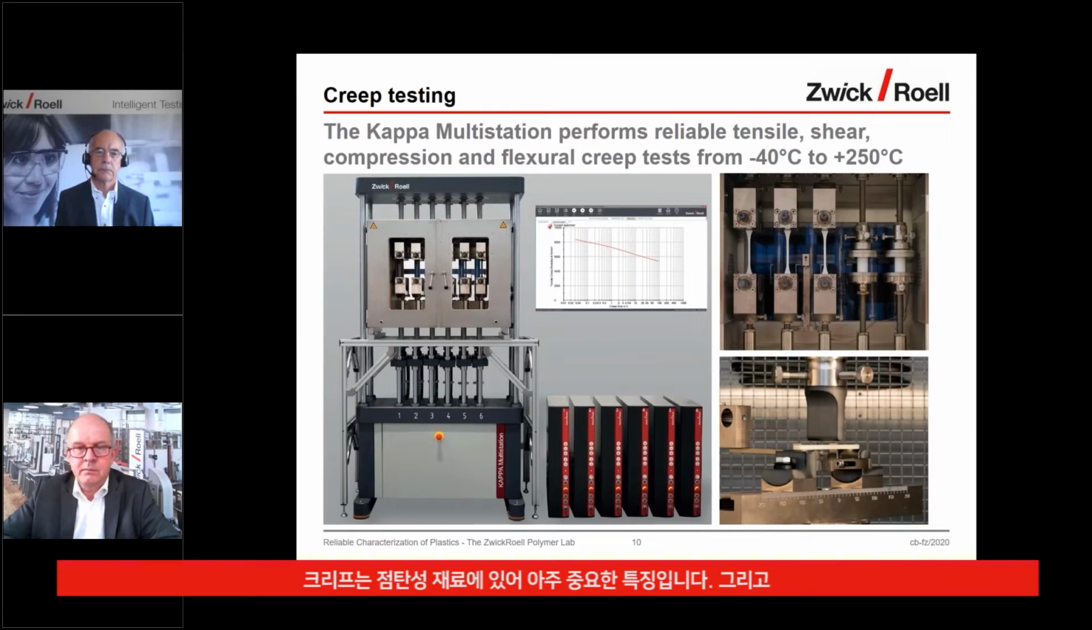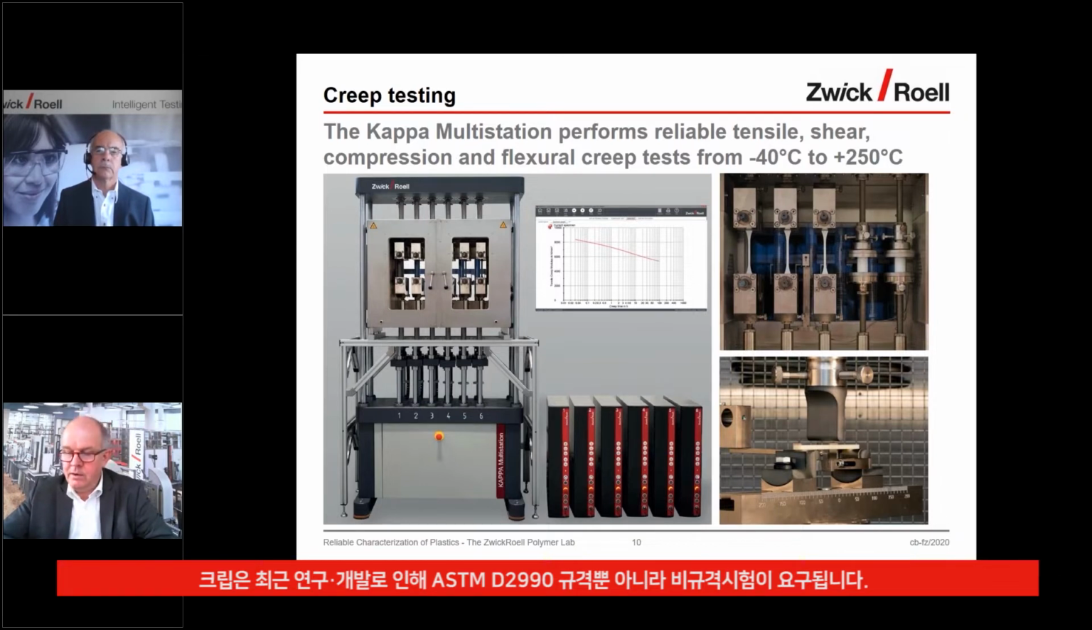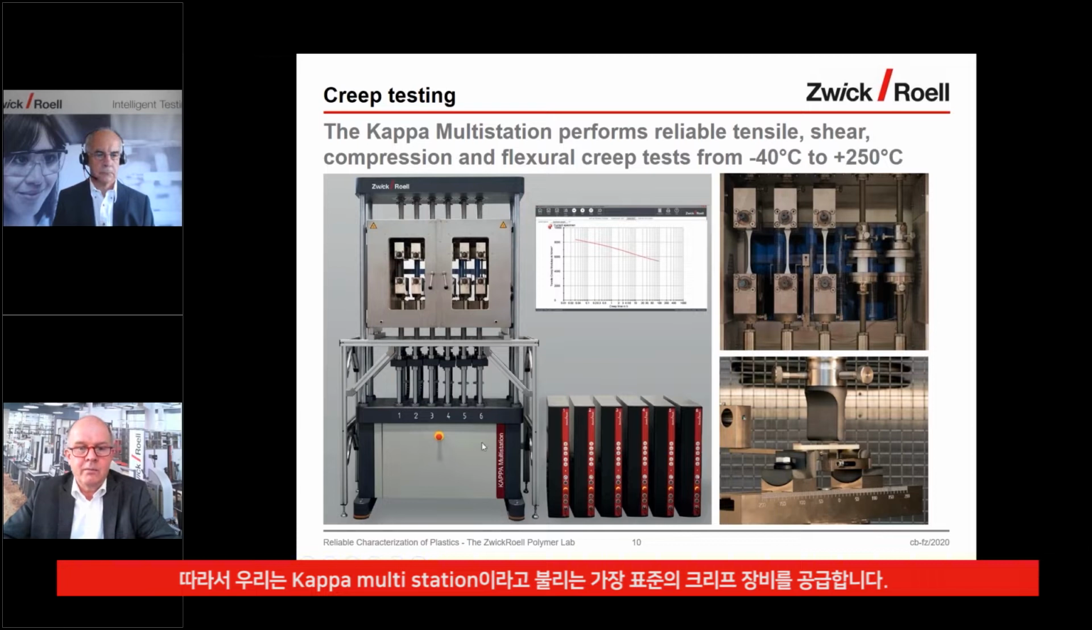This is a really important characteristic for a viscoelastic material, and the methods are ISO 899 part 1 and 2. This is ASTM D2990. But there are also many non-standard evaluations because this test is very current for R&D. So we offer a very standard creep equipment that we call the Kappa multi-station, and this is what you see here on the slide.